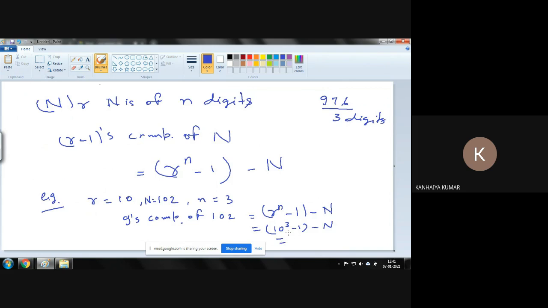So it's 10 to the power 3, which means 1000, minus 1. So 999, minus N, which is 102. So it is equal to 897. So this is our answer. The 9's complement for the given decimal number 102 is nothing but 897. Using the formula you can easily calculate. So now you got the idea.